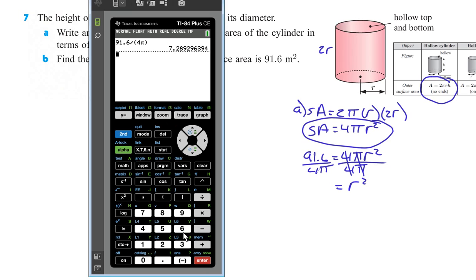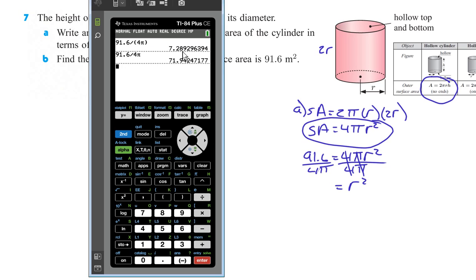Okay. If we did 91.6 divided by 4, if we do 4 pi, it might still work. It doesn't work. Look, so what it does is takes 91.6, divides it by 4, and then multiplies it by pi. So we don't want to do that. That's why you want to put everything in parentheses in the denominator there.